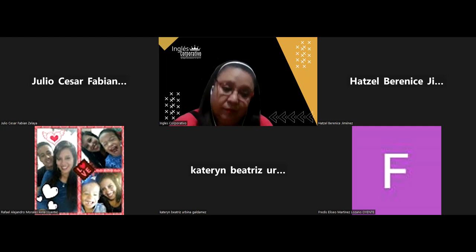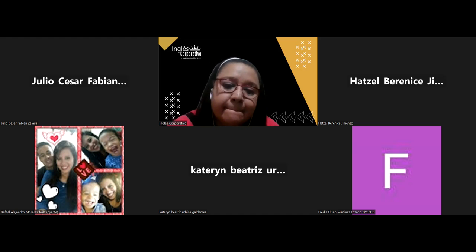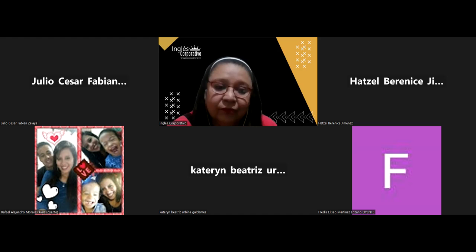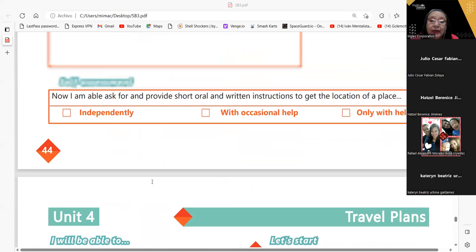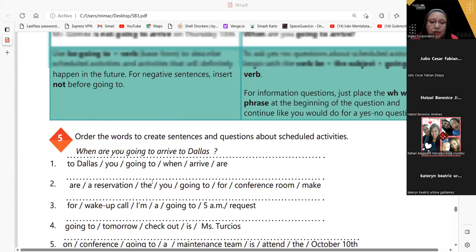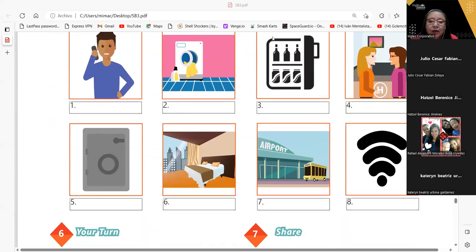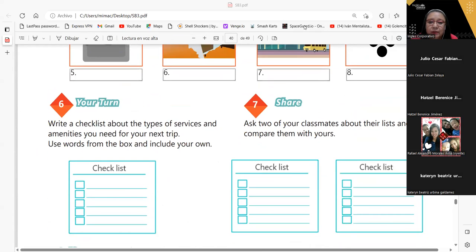Teacher, for request a hotel service, se refiere a laundry service, yes. Bus. Okay. Yes, the ones that we saw at the beginning, that you were labeling. Do you remember? I'm going to show it to you so you refresh this one. Okay, label the pictures with the corresponding words from the box, yeah? Okay, thank you.